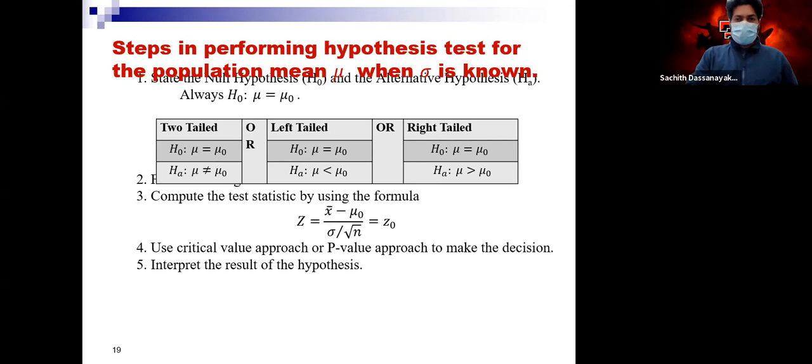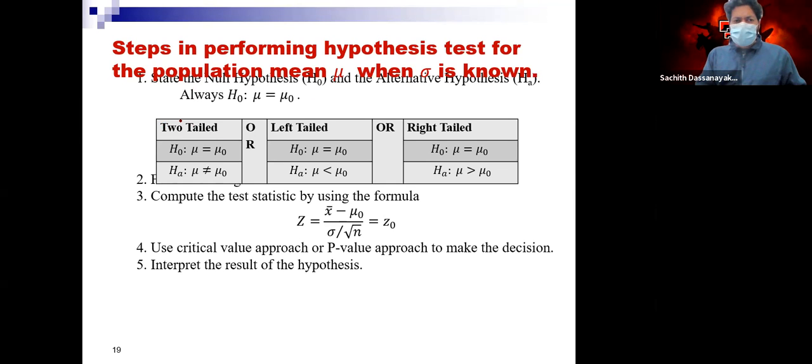Why did this come out like this? They merge into each other. Steps in performing the analysis where sigma is known, that's what we are dealing with. This is some kind of summary, the same page. They just go from one to another, so let's skip this one. This is the same thing.